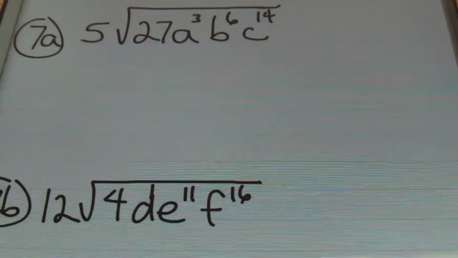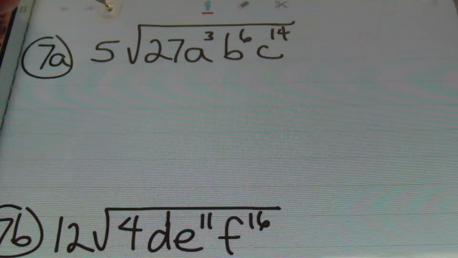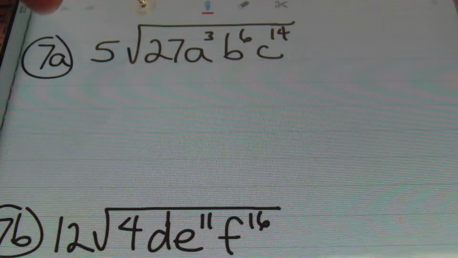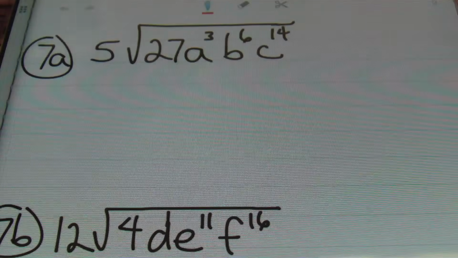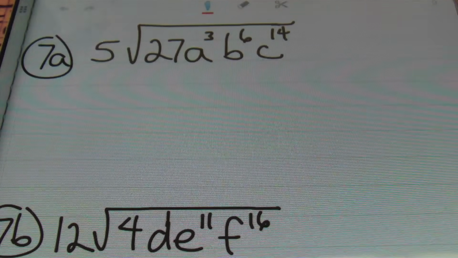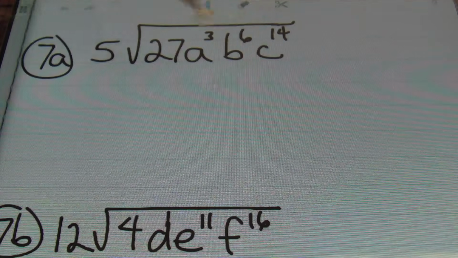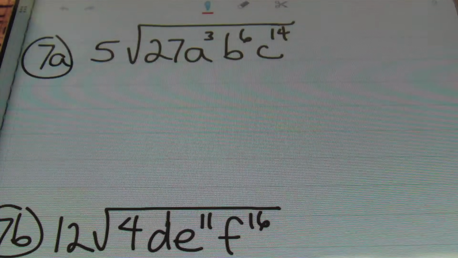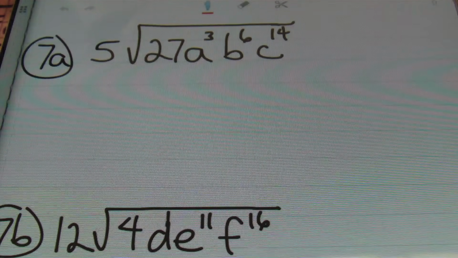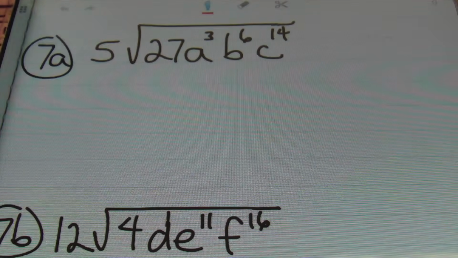In our next example, we have 7a. In example A, we have 5 times the square root of 27a to the 3rd power, b to the 6th power, c to the 14th power. Once again, our index is 2. We're looking for perfect squares, so we want to expand what's underneath the radical sign, our radicand, so that we can highlight our perfect squares underneath the radical sign.